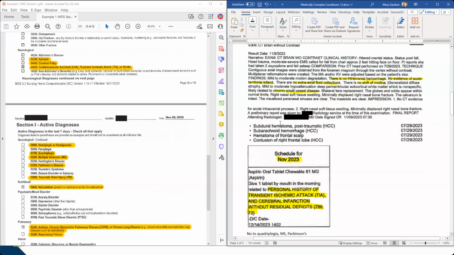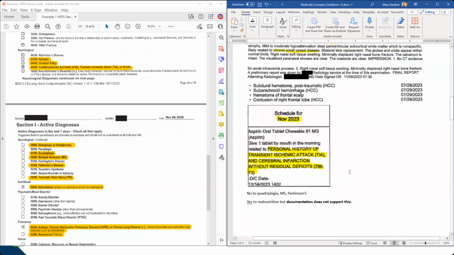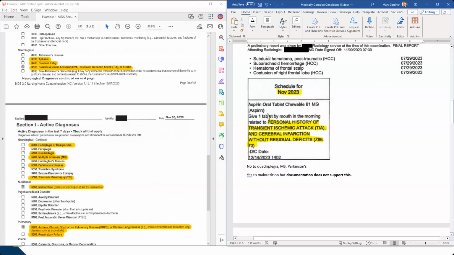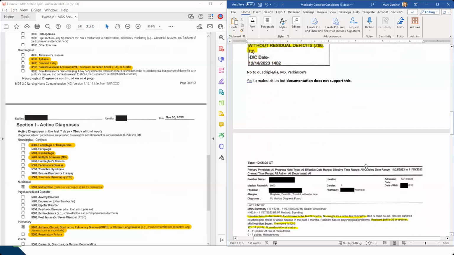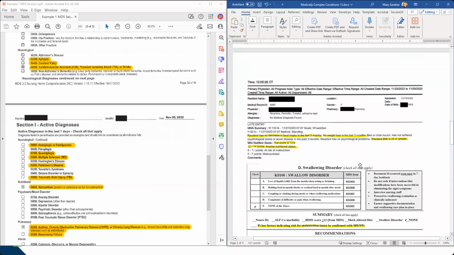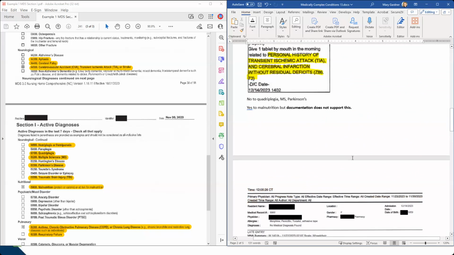So we had some subdural hematoma, post-traumatic, some hemorrhage, etc. And these were back again in July of 2023. But the indications from 11 of 23 do not show that. There are some orders for 81 milligram aspirin, because the patient does have a history of TIA and cerebral infarction. All right. So again, we can follow that along as well.